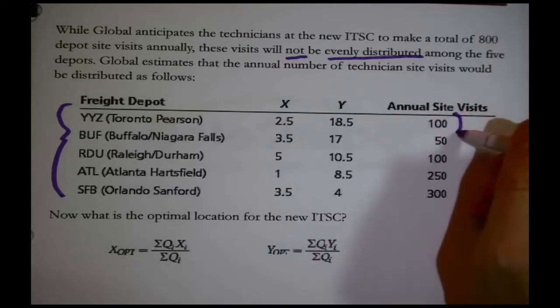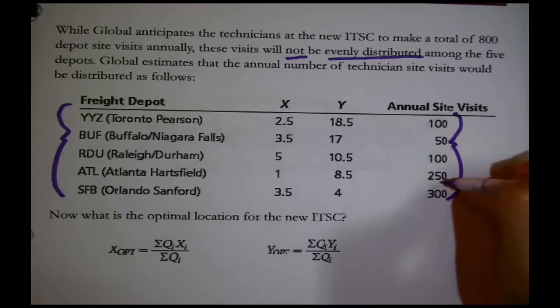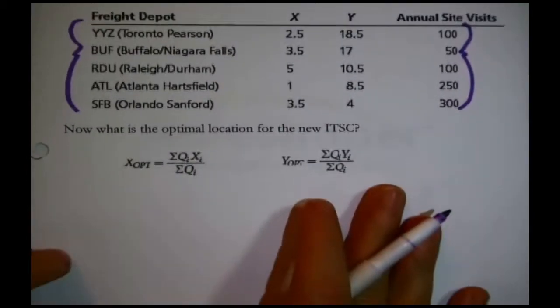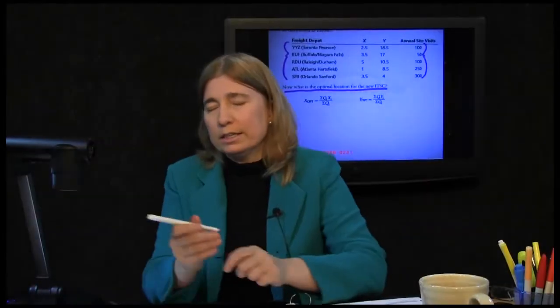All right, so some of the depots are going to require more service from the ITSC than others. You can see that Atlanta and Orlando, it looks like it's going to be particularly busy. And the question is posed, now what is the optimal location for the new ITSC?